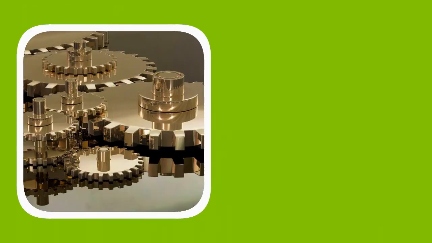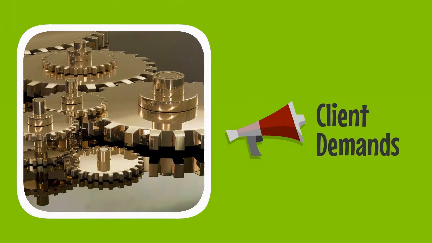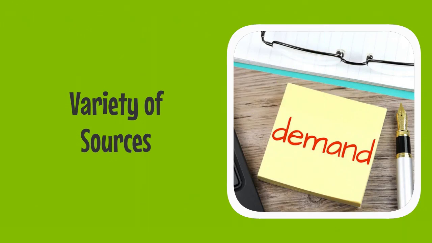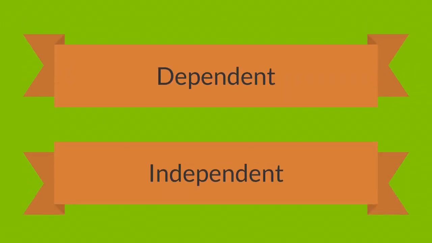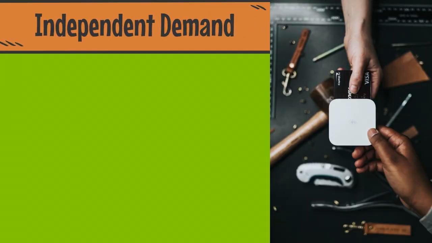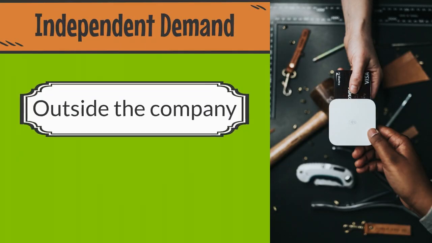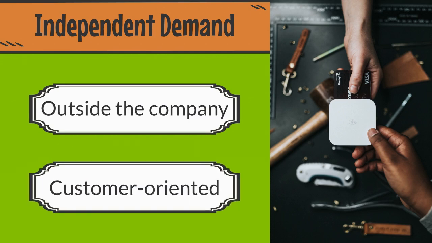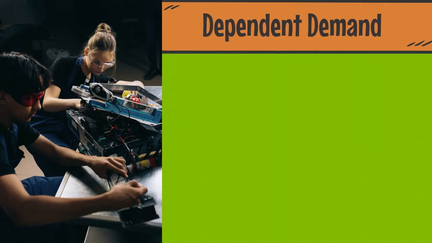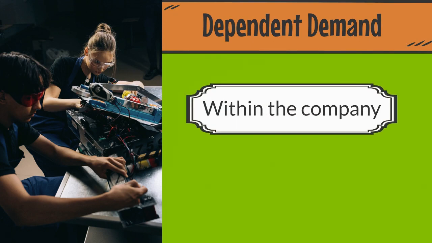All inventory management systems are in place to meet client demands. There are a variety of demand sources for a product and its components. Item requirements can be classified as dependent and independent demands. Independent demand is influenced by market conditions. It originates from outside the company and is customer-oriented. Dependent demand is related to the demand for another item. It originates within the company.